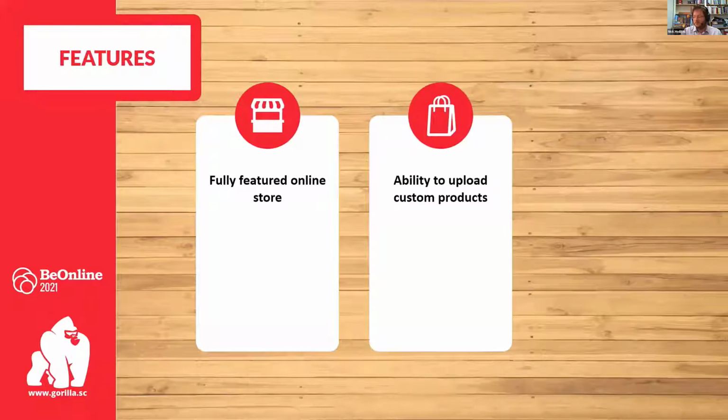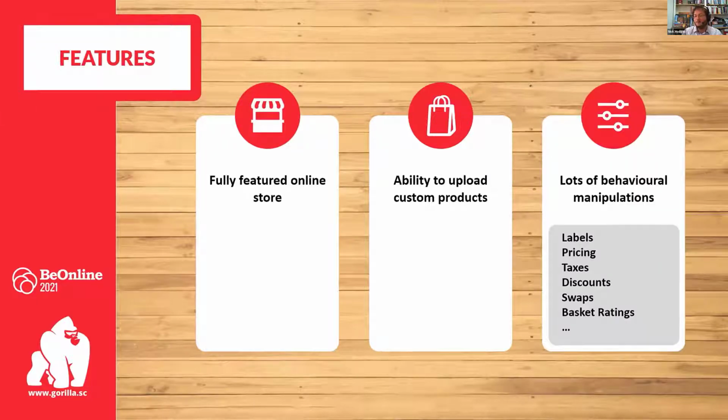You upload your own products, so it's just a simple spreadsheet. You have one item in each row and an image for every product. And so this lets you turn it into any kind of shop you want. So obviously we've seen supermarkets earlier, but you can use it to make a toy shop or a clothes shop or anything like that. And then finally, you can manipulate all these different aspects of the shopping experience. So the labels, the pricing, the taxes, the discounts, and so on.